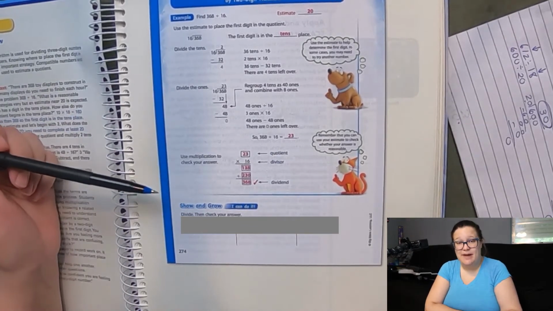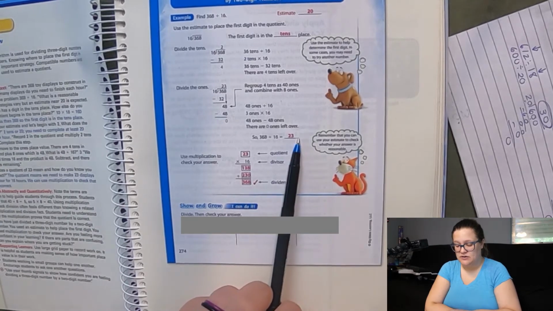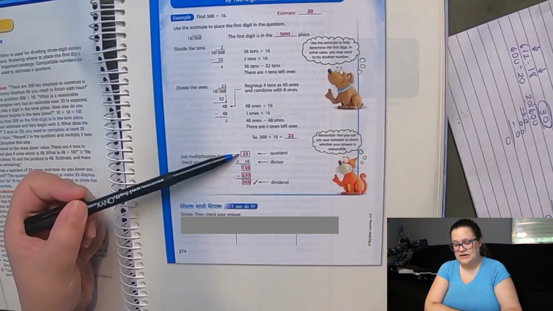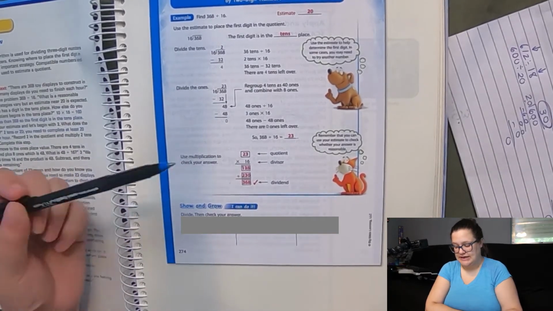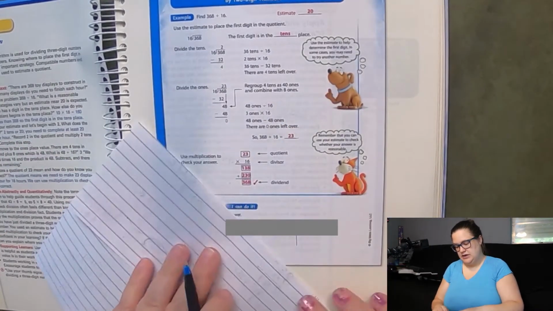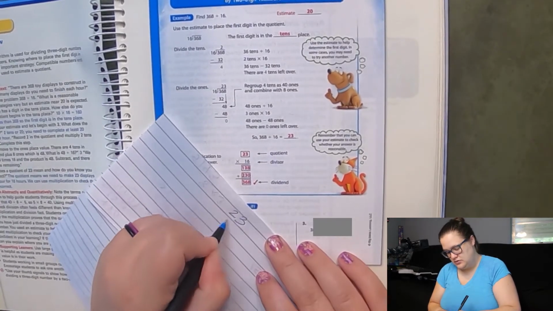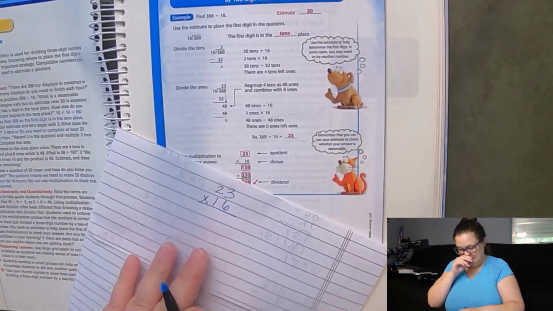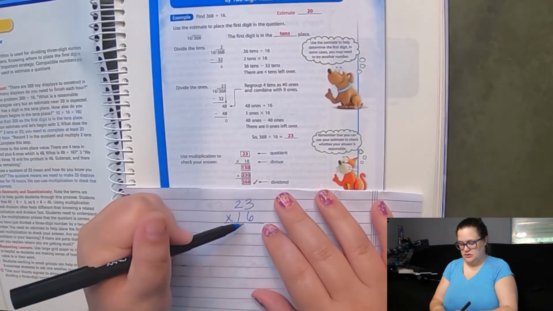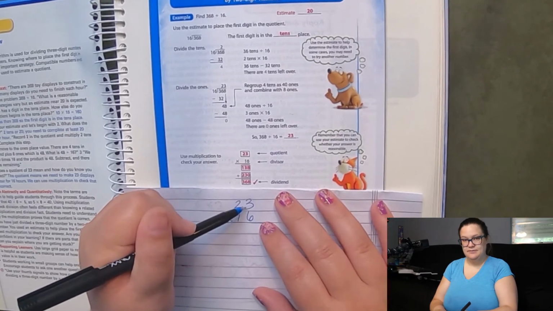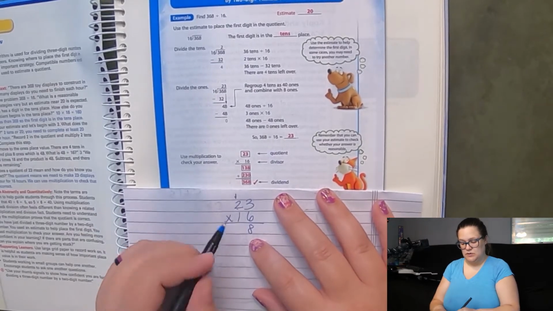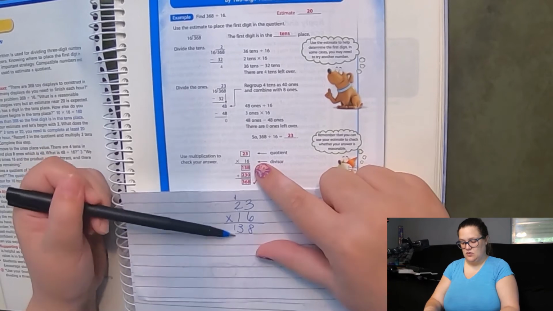And you can check your answer by multiplying. You'll multiply the answer that you found by the divisor, the number divided by. So 23 was our quotient, so that's what you'll stick here, times 16. Okay, so 23 times 16. So 6 times 3 is 18. 6 times 2 is 12. Plus 1 is 13. So in that first box, 138.